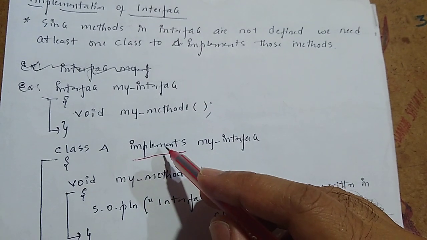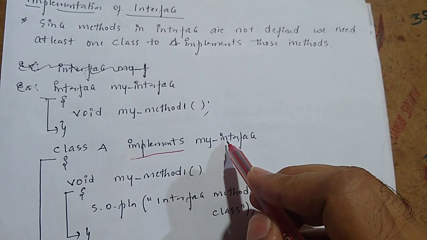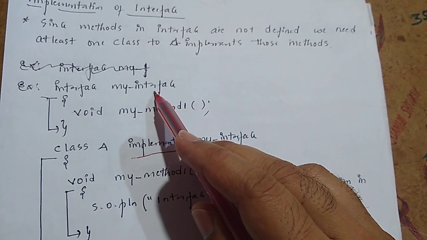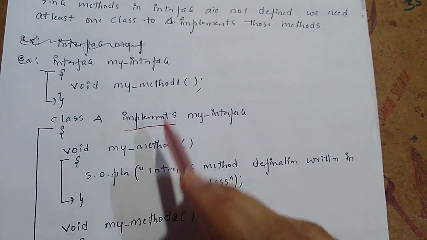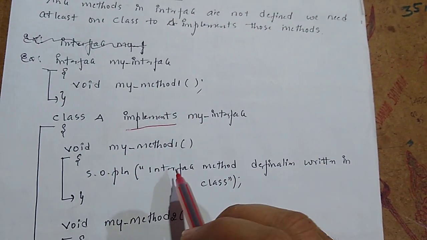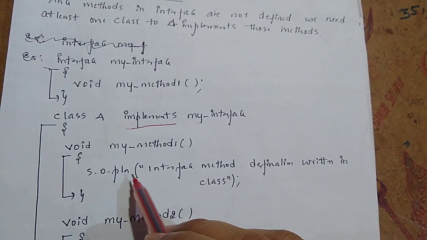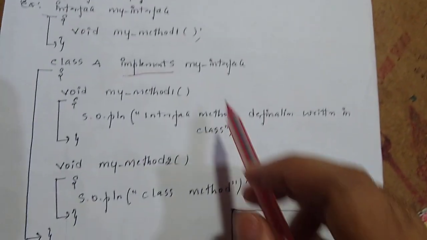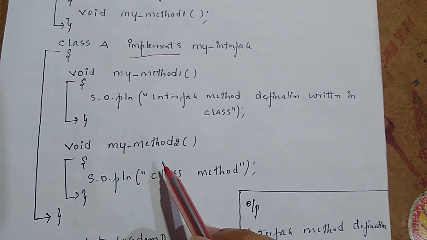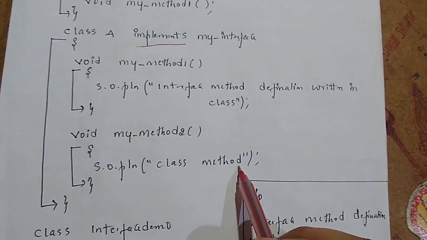That's the reason we are using the keyword implements. Class A implements my interface, this name. So my method 1, this method's definition will be written here. This is called function overriding. Within it I am just writing a message: interface method definition written in class. Within the class there is one more method with the name my method 2, within which we are just displaying one message: a class method.